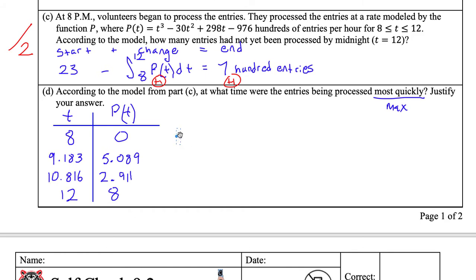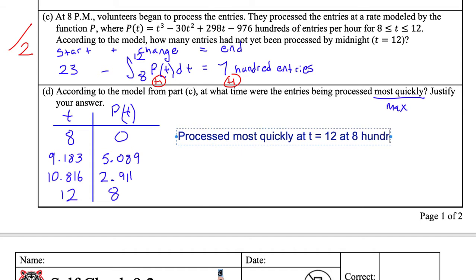So how do we say that? We say processed most quickly at time equal to 12, at 800, or 8, I guess, hundreds of entries per hour. Cool. So there's our answer.